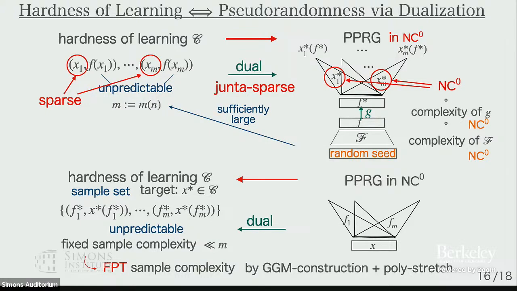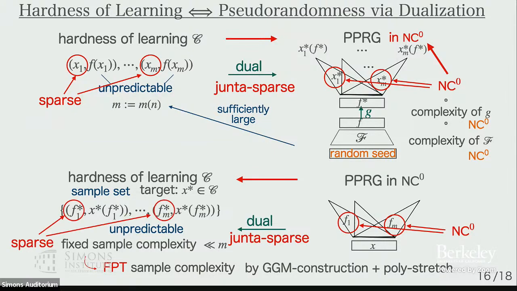Then we can compute this pseudo-random generator in NC0. And if we have a pseudo-random generator computable in NC0, this part must be Funta NC0. And by taking the dual with Funta sparse condition, we can again obtain hardness of learning on sparse data. So we can characterize PPRGs in NC0 by using hardness of learning on sparse data.